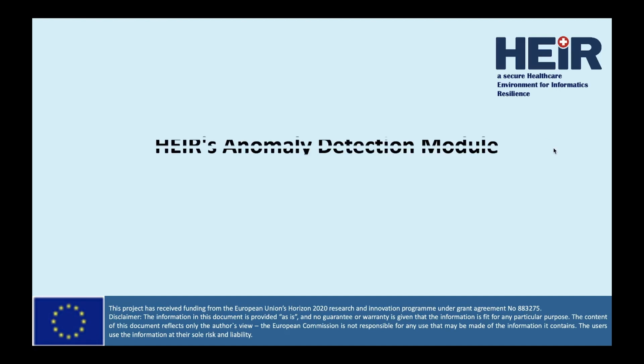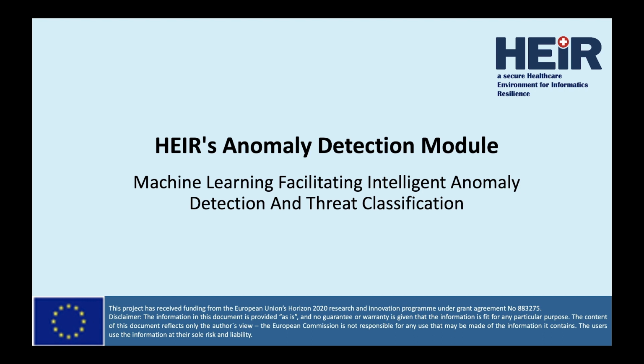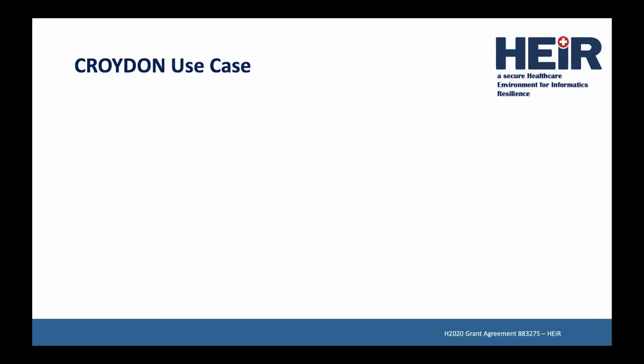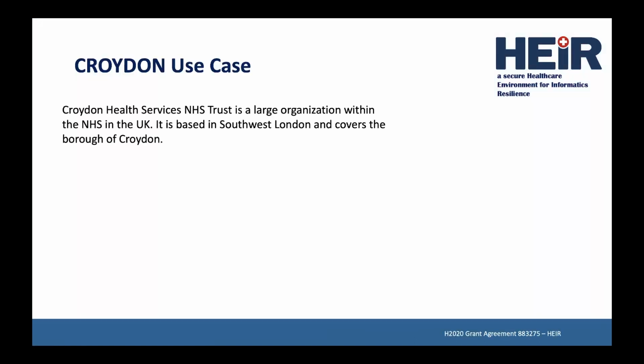Welcome to this video. We will explore an anomaly detection module to protect the healthcare sector from cyber threats. The second use case of this module is Croydon. Croydon Health Trust is a large organization in the UK. It is based in southwest London and covers the borough of Croydon.